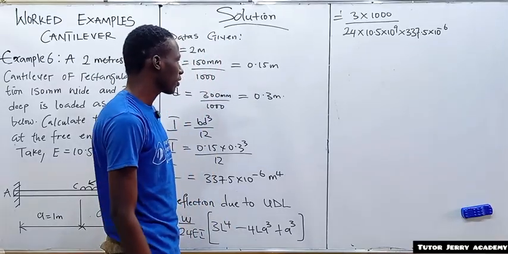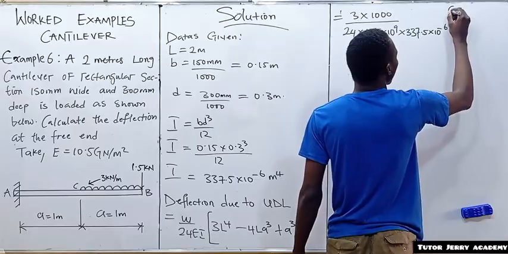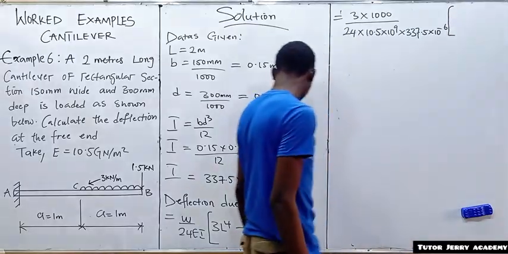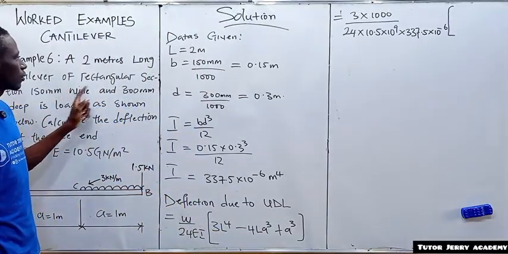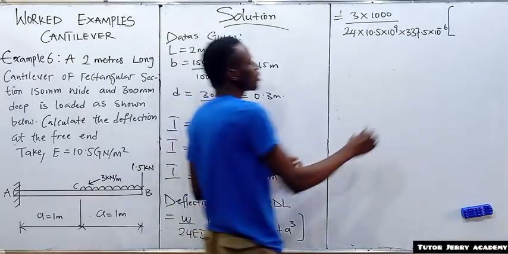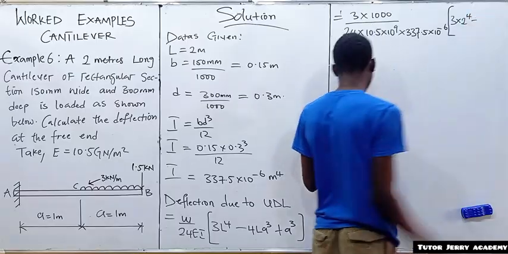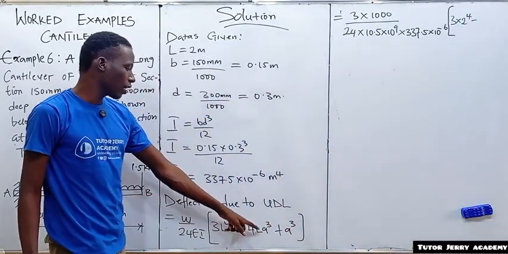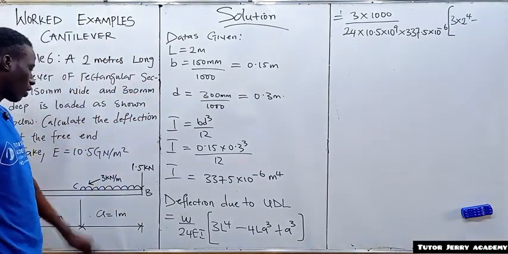Now this is multiplying the bracket of 3L to the power of 4. L is what? L is 2 meters. So this is 3 times 2 to the power of 4 minus 4LA to the power of 3. A is what? Our A is 1 meter.